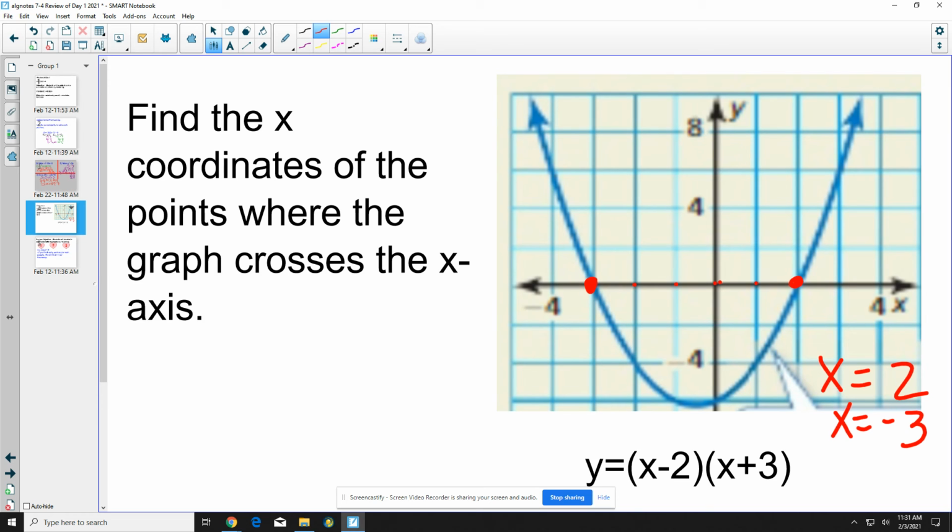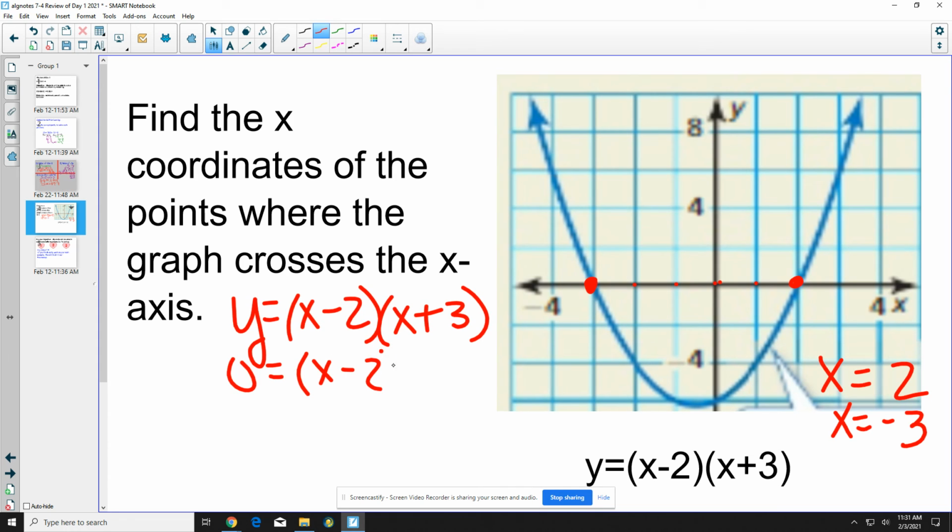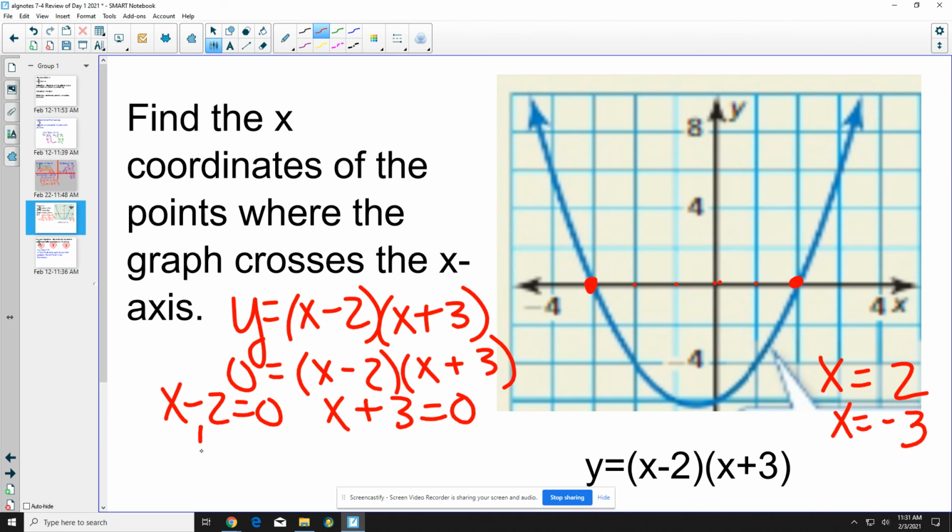Also notice the equation they're giving me, y equals x minus 2 times x plus 3. If I solve that by putting 0 in for y, because the points on the x-axis have a y value of 0, if I took x minus 2 and set it equal to 0, and x plus 3 and set it equal to 0, and solved both of those, I would get an x equals 2. And here, if I took away 3, I would get an x equals negative 3.